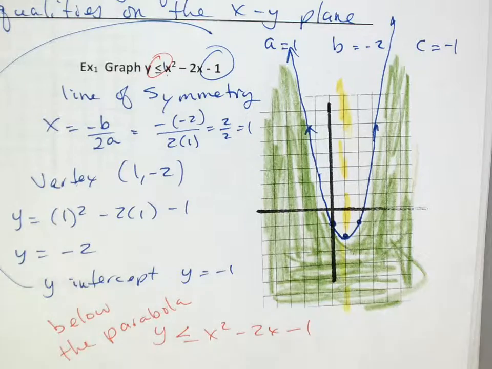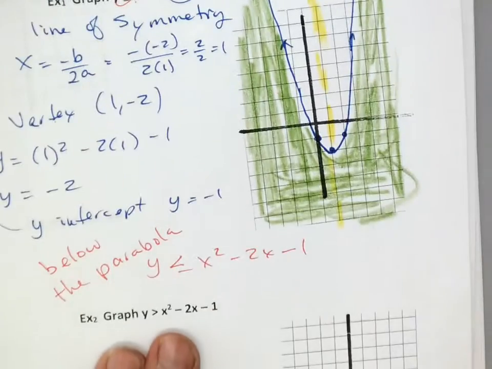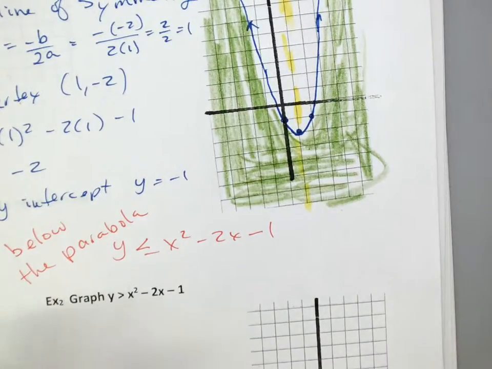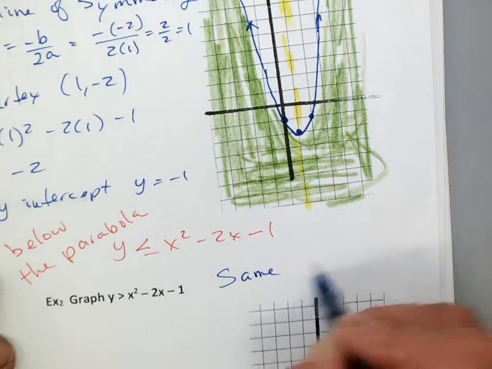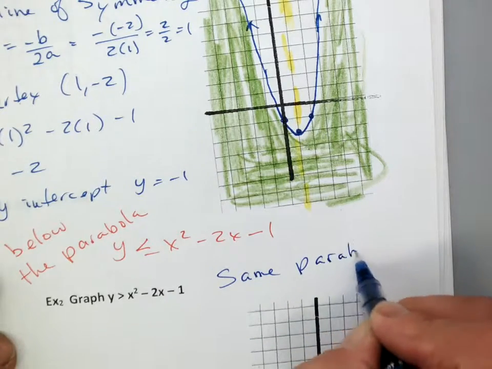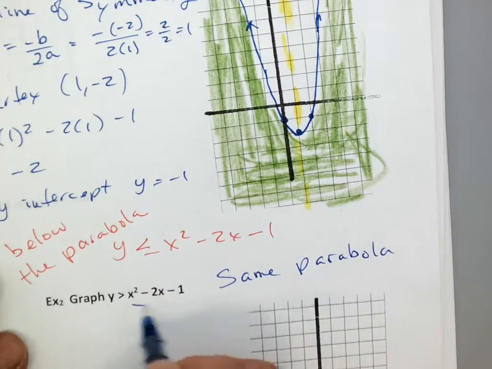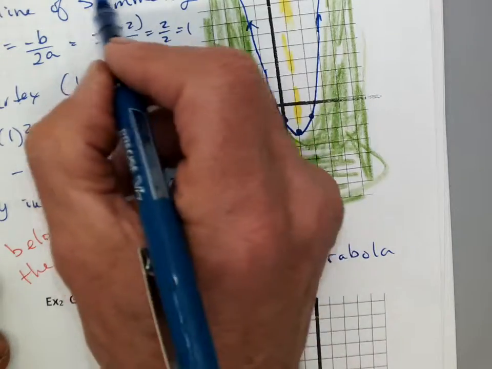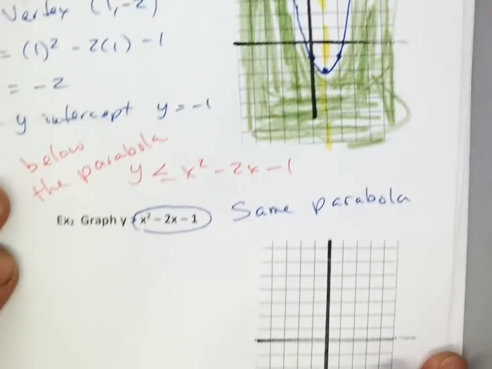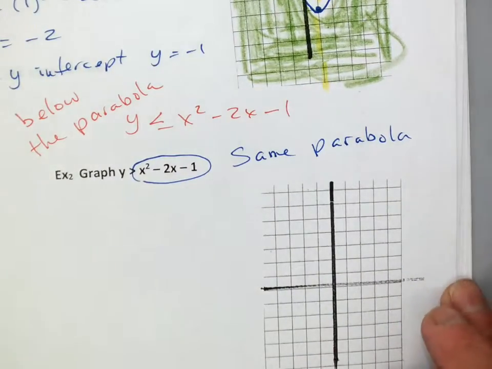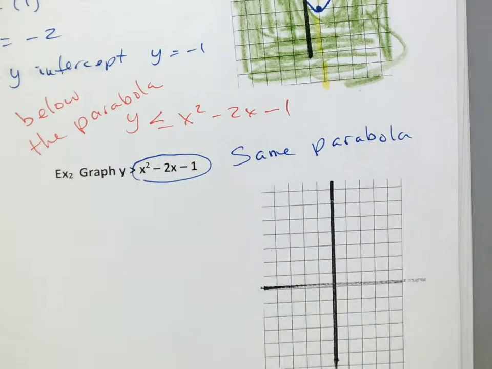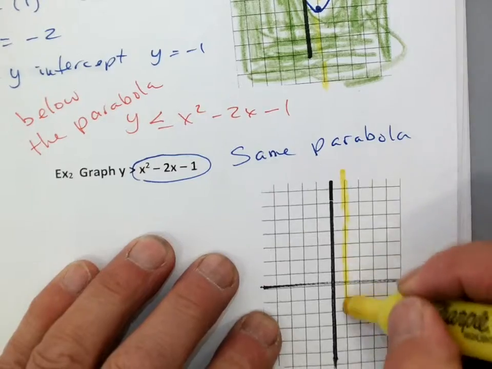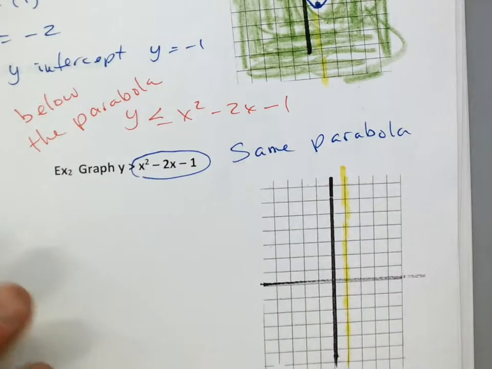Now, example 2, we're going to shade above. I did it on purpose so we didn't have to do extra work. It's the exact same parabola, because it's the same equation. Do you guys see the same equation? So, yeah, you're way ahead of me. So I'm going to go to my vertex, line of symmetry from above, was at 1. Remember, we did that. Line of symmetry.